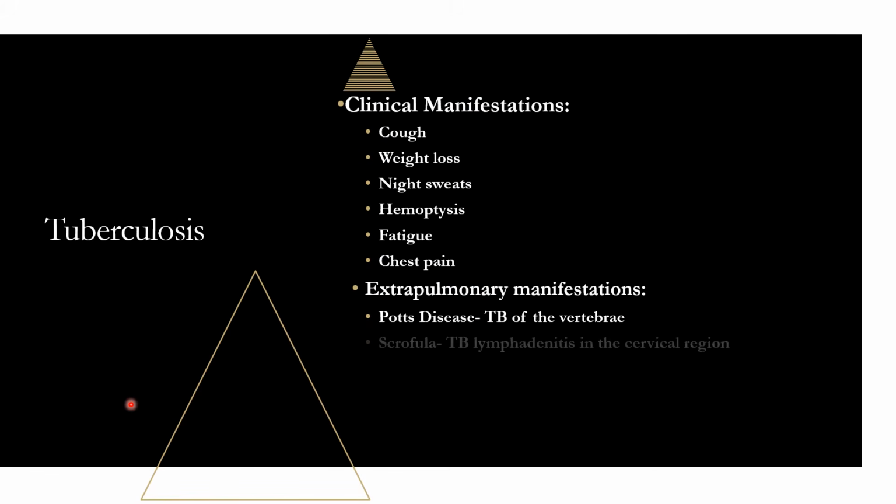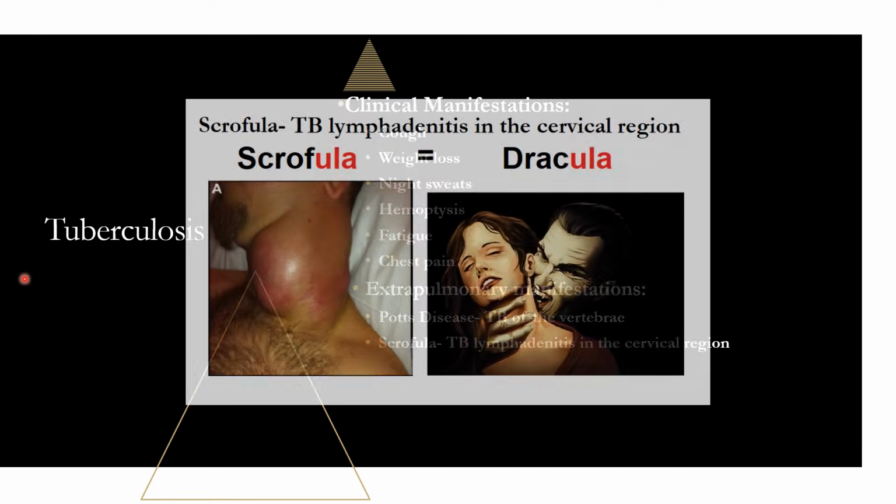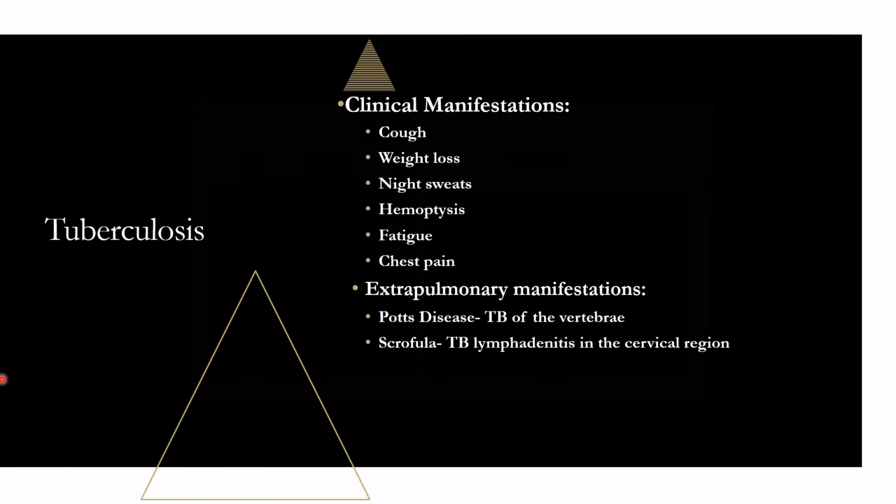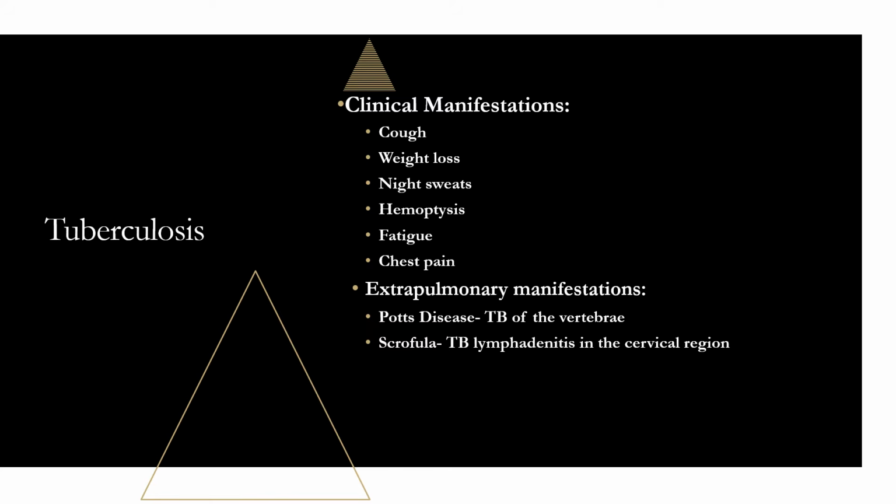And then the other one is known as scrofula, which is such a weird name, but it helps the mnemonic. So TB lymphadenitis in the cervical region. So you have TB infection in the cervical lymph nodes of the neck. So scrofula sounds kind of like Dracula. Scrofula here, TB lymphadenitis in the cervical region. Dracula bites you in the neck, and you wind up with this. So remember, as soon as you see scrofula, think of Dracula, bites you in the neck, and that's why you have this lymphadenitis in the cervical region. So scrofula, Dracula, remember that. That one you probably won't forget because it's such an odd name.